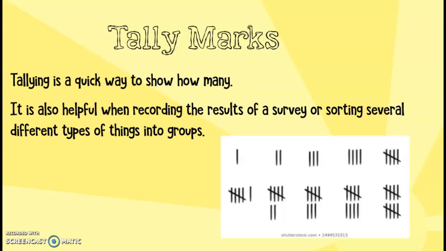Tallying is a quick way to show how many. It is also helpful when recording the results of a survey or sorting several different types of things into groups. And if you look over here, you can see that I have a little picture of a set of tallies. This tally represents 1, 2, 3, 4, 5, 6, 7, 8, 9, and 10. Now let's take a closer look.